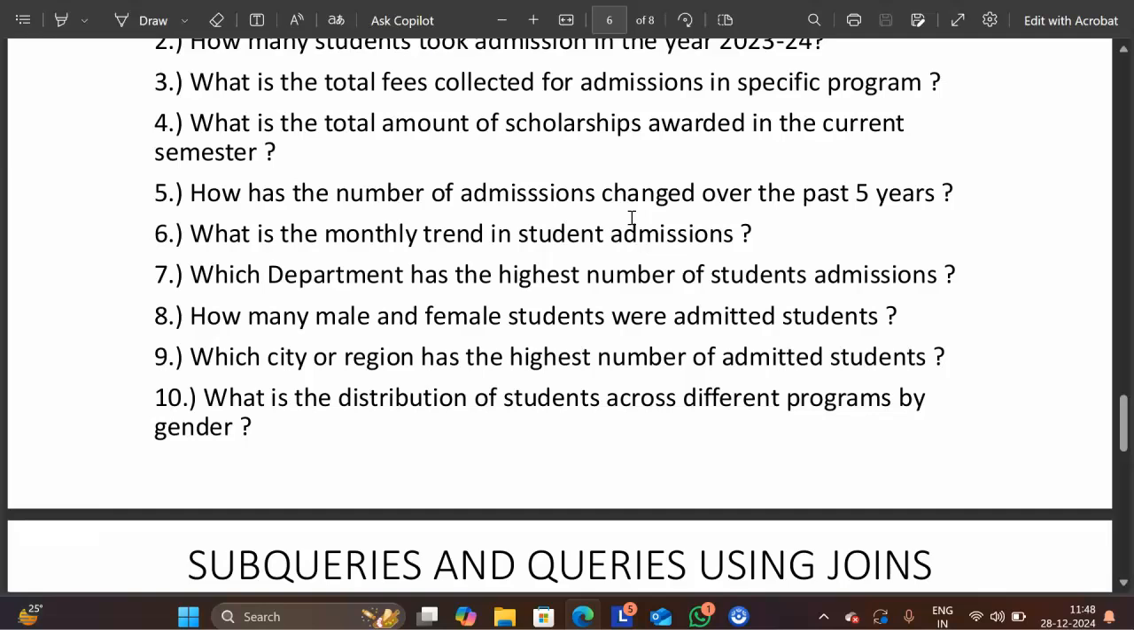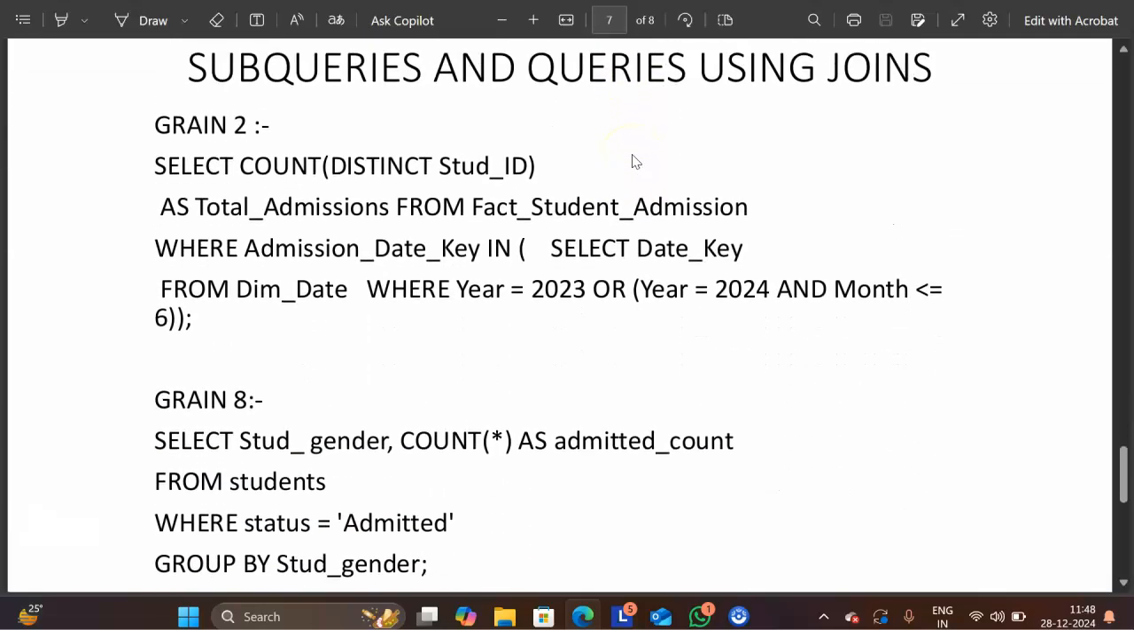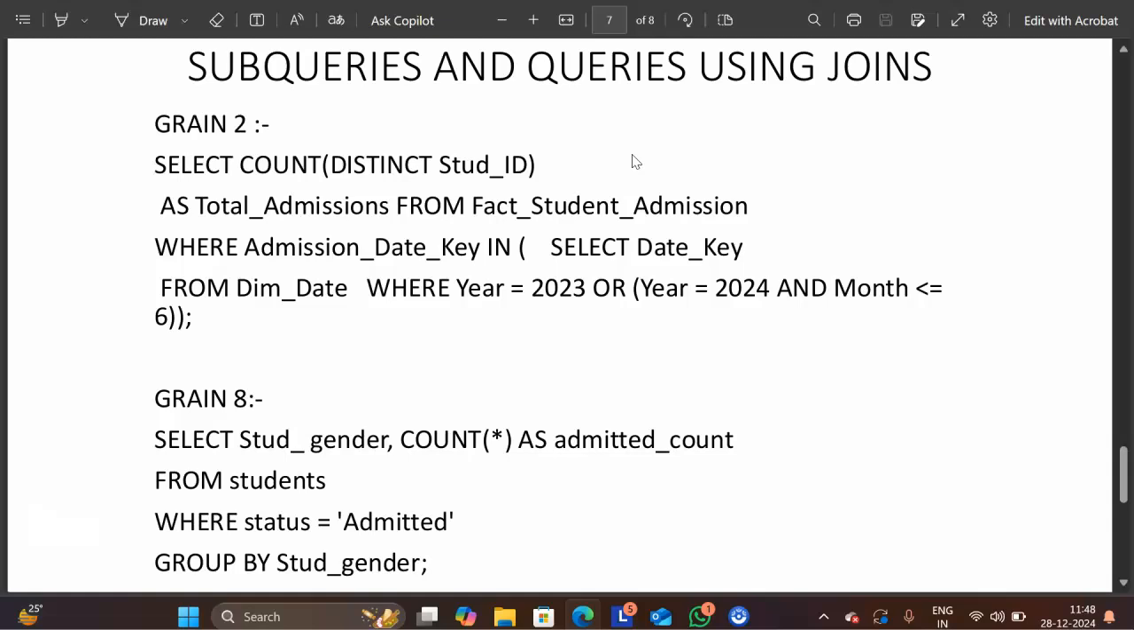Myself, Sanika Andure. I will talk about subqueries and queries using joins. What is meant by subqueries? Subqueries are basically queries within another SQL statement. So let's see the first grain.